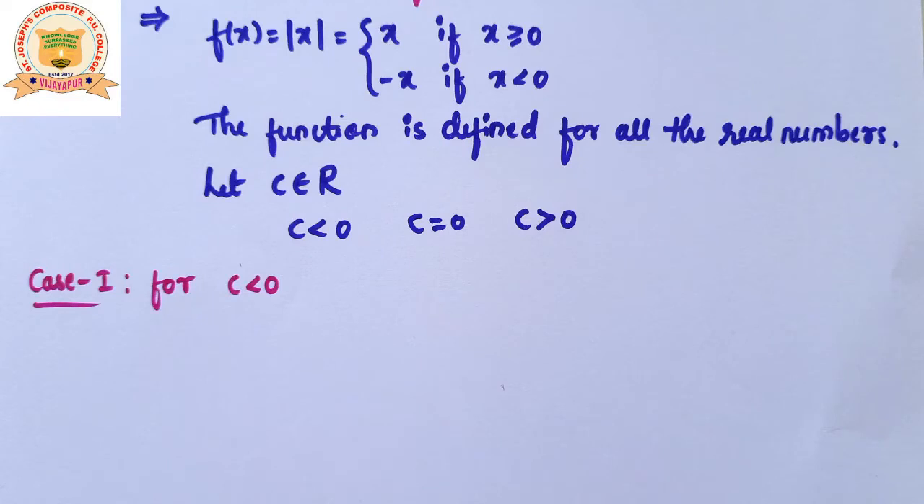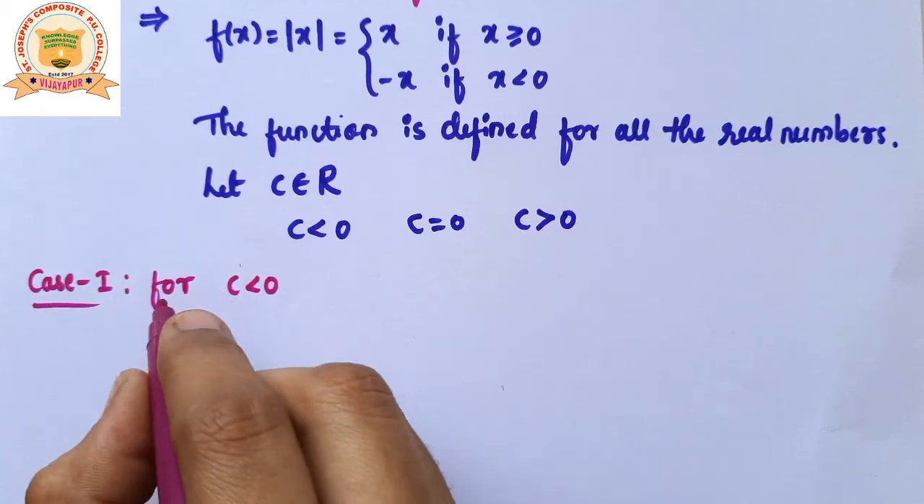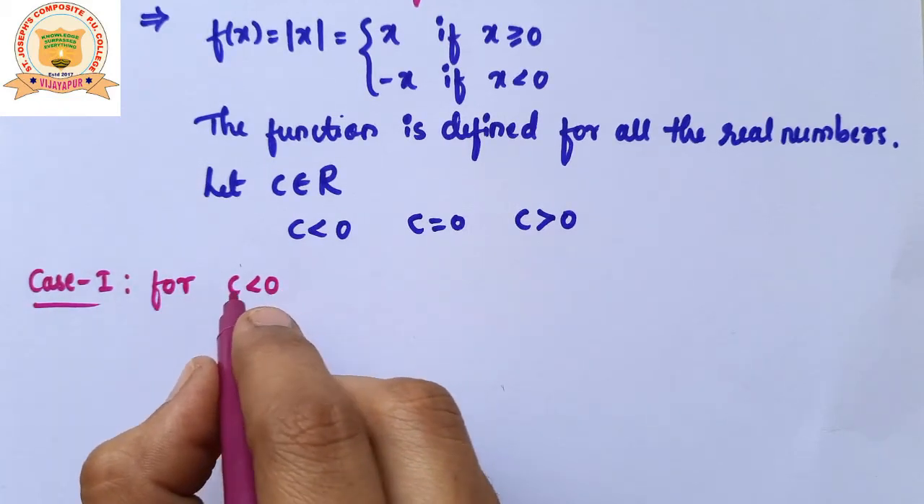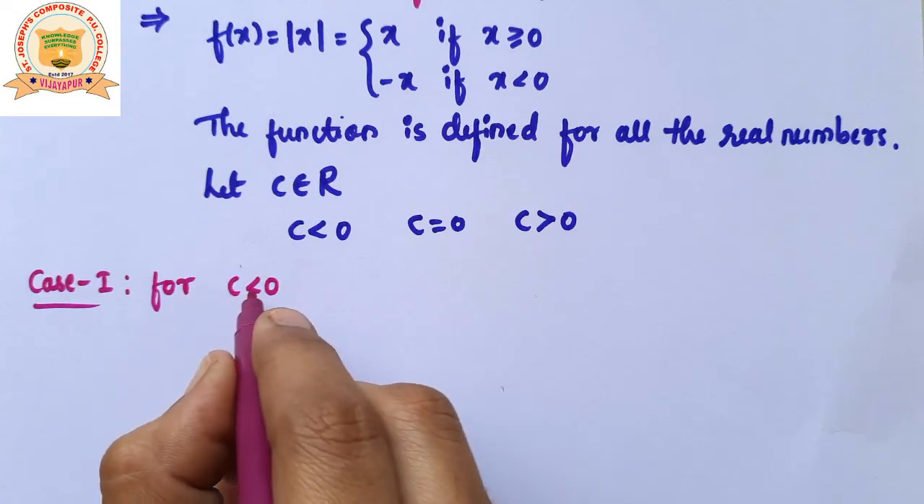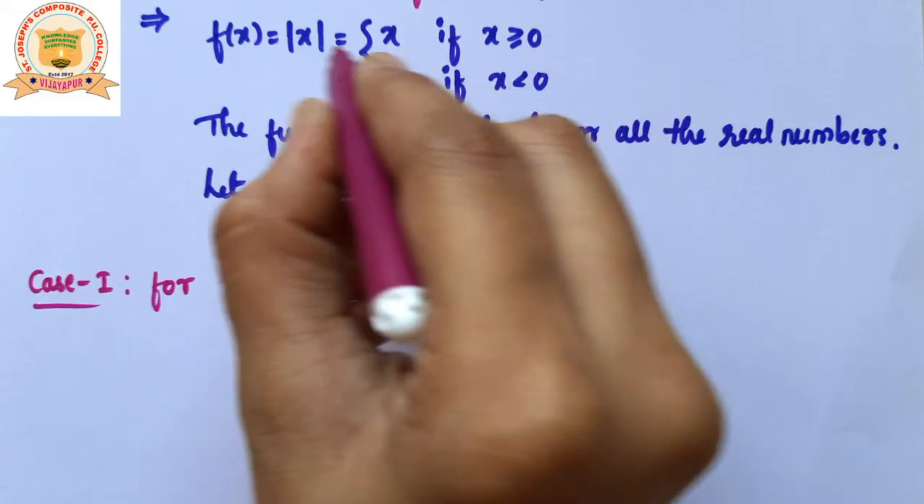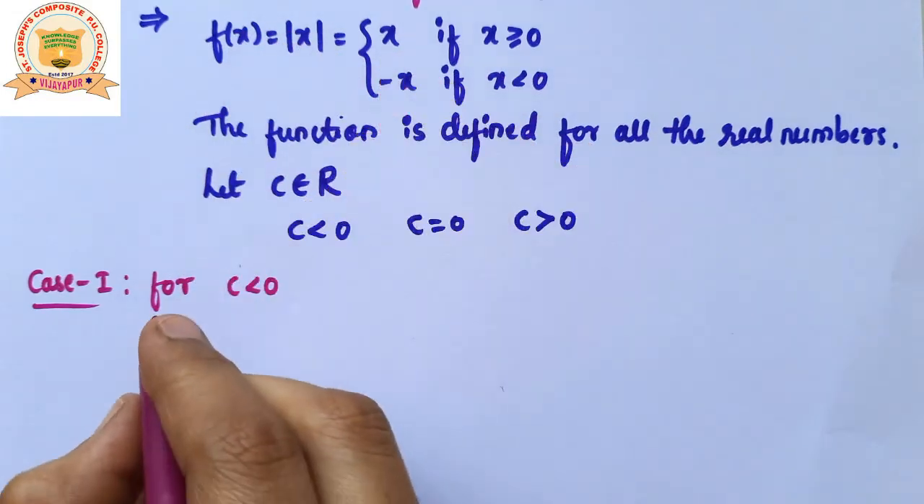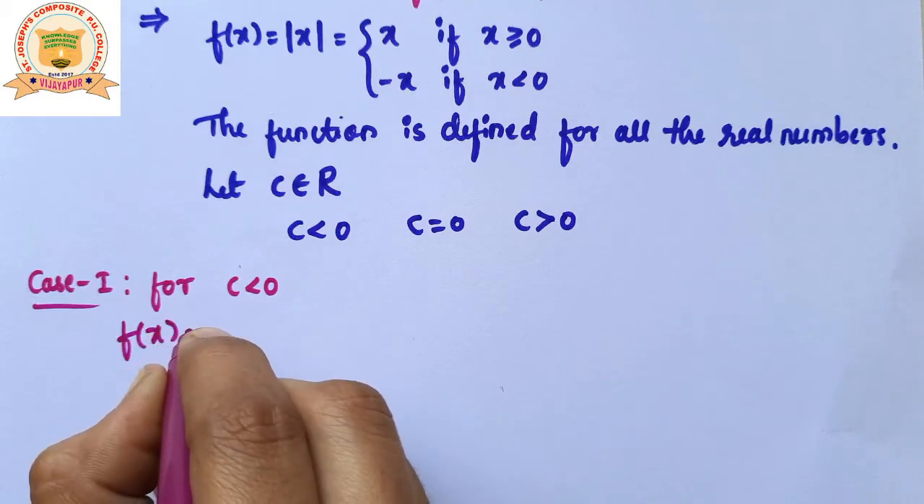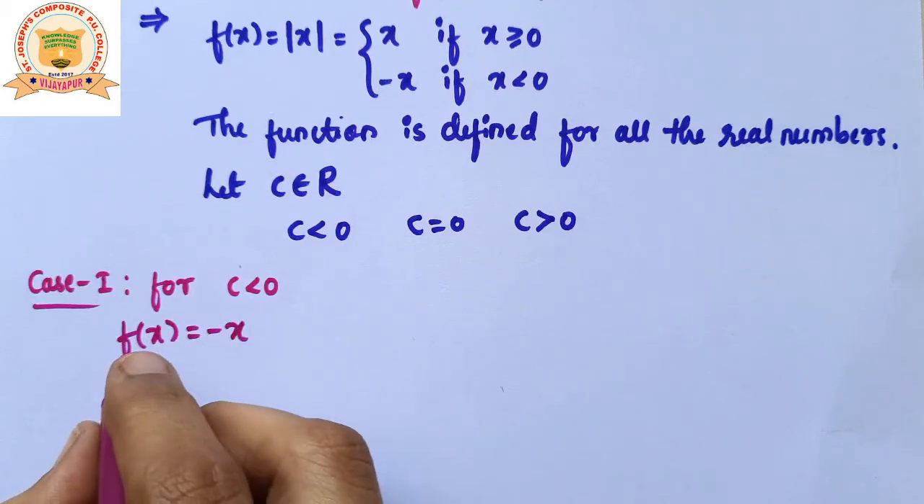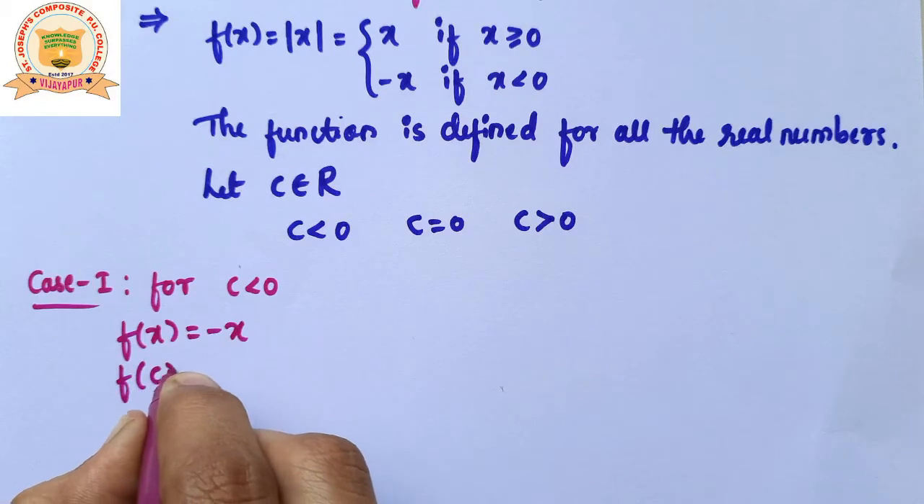First we will discuss case 1, for c less than 0. For c less than 0, what is the value of the function? For any value less than 0, the value of the function is minus x. For c less than 0, f of x is minus x. So f of c is what? Minus c.